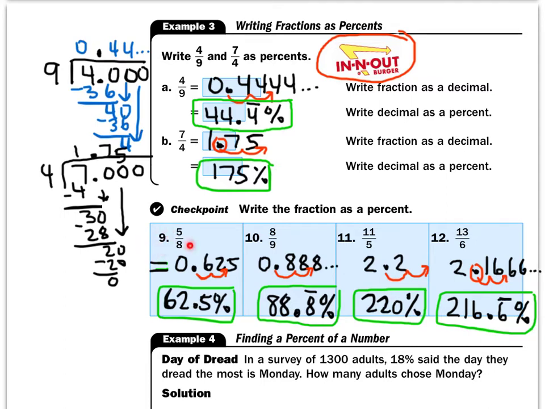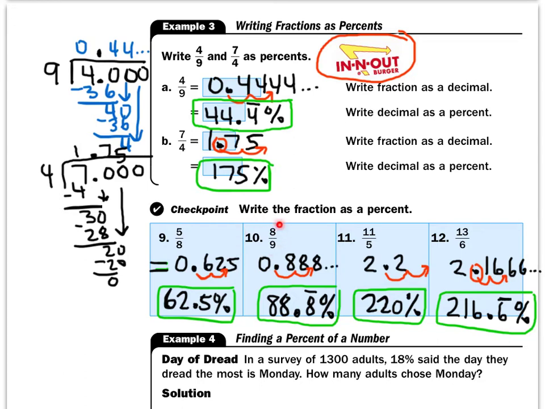If I have 5/8, the first thing you want to do is divide and make it a decimal. So that'd be 0.625. And then change the decimal to a percent by grabbing the decimal point and moving it 2 places to the right. So this would be 62.5%.